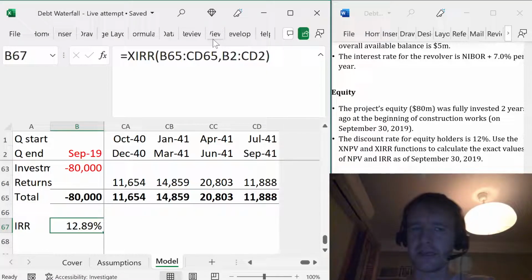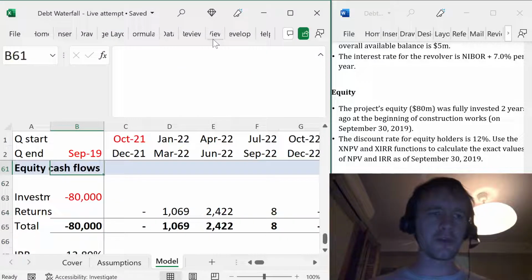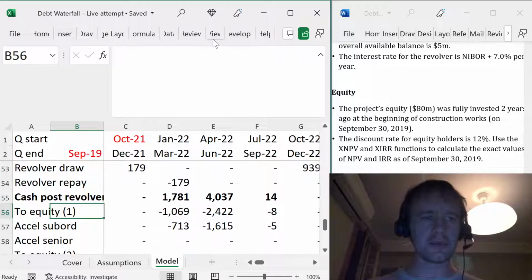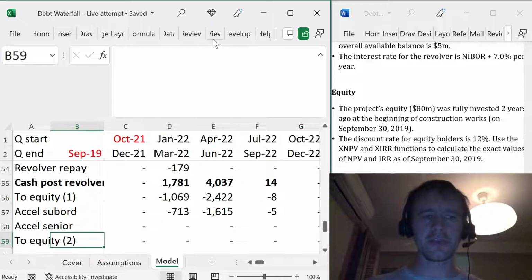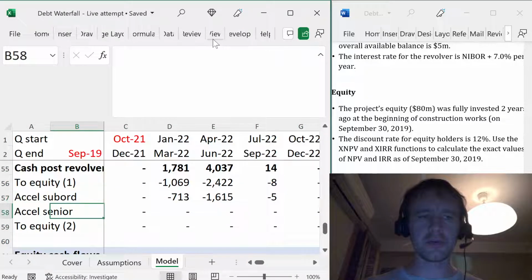And then the very last bonus question is, what is the company's best strategy regarding the distribution of funds left after mandatory payments? So in other words, if we go up to this piece here, cash post revolver. Right now we say 60% goes to equity, then we do the subordinate loan until it's paid off, then we do the senior loan until it's paid off, then we do equity.